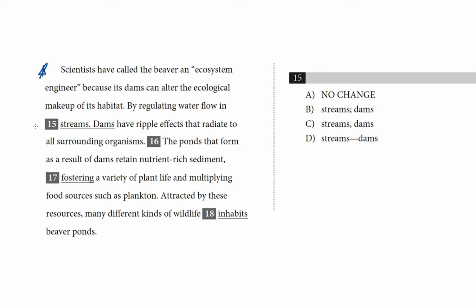Okay, so that's for question 15. Our choices are all the same words, but they have a variety of different punctuation marks. So A is no change, that keeps the period. B replaces it with a semicolon. C replaces it with a comma, and D opts for an em dash. So this is a question that's asking us to choose the appropriate punctuation to link these two ideas.